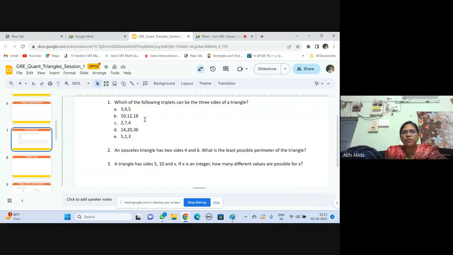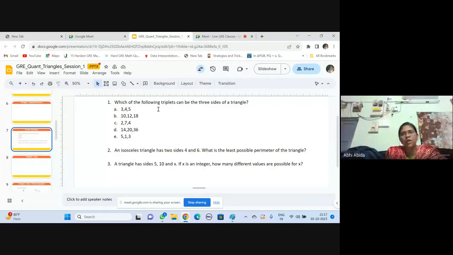Now you can see some questions on the screen. Okay, so the first question asks which of the following triplets can be the three sides of a triangle. You have to check for one thing. So first we can see 3, 4 and 5. Can a triangle be formed with these sides or not?